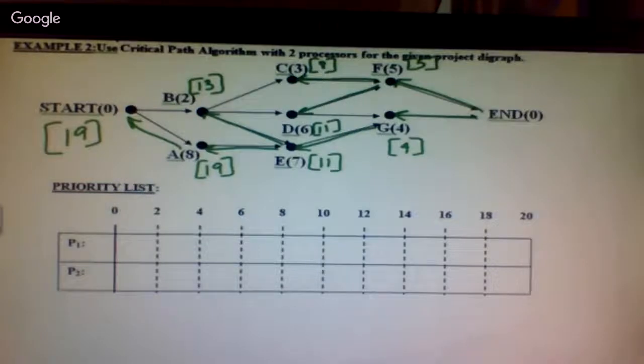All right. So now that you've got your critical times, we have to come up with your priority list. A, B, D, E. A first, that's my biggest one, 19. B comes second. E or D, it doesn't matter which order you put them in, again, they have the same critical time. Then C, F, and G.